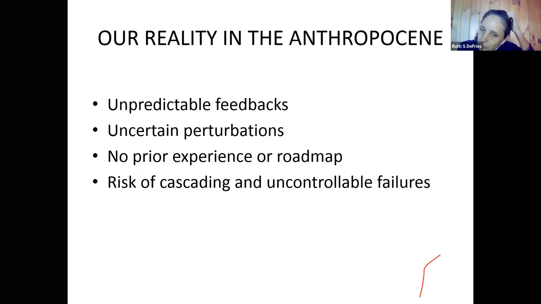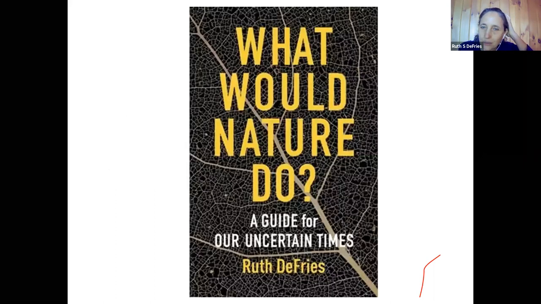Okay. So shall we move ahead? Okay, so this question of living in this unpredictable world is something that I've been thinking about for many years, and then tried to encapsulate that thinking in this book, which is supposed to be out on December 1st, called What Would Nature Do? And this is coming from the perspective that nature evolution doesn't have a roadmap either, and can't have a roadmap because you can't know the future.